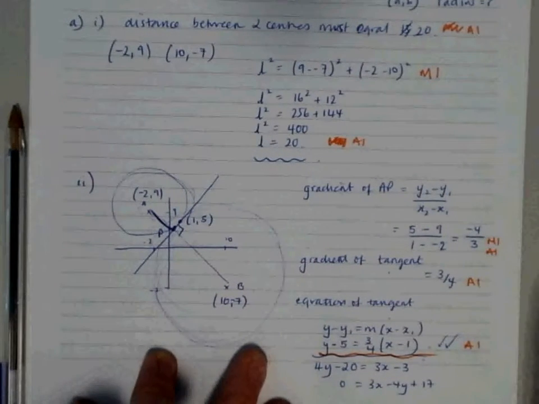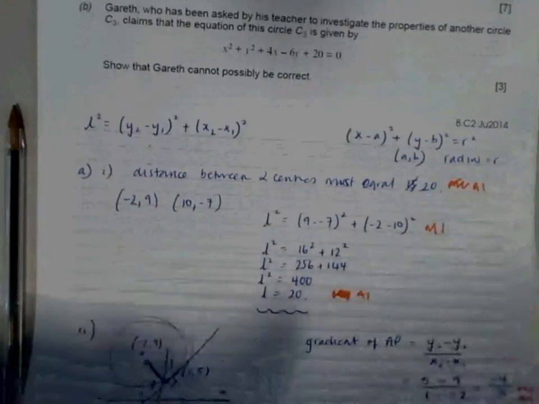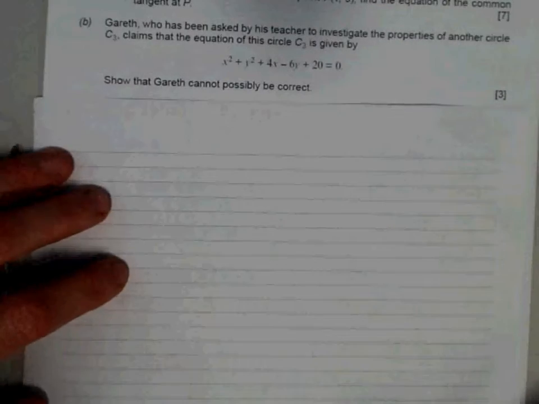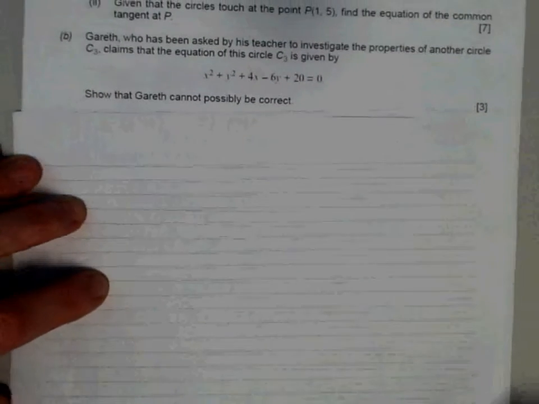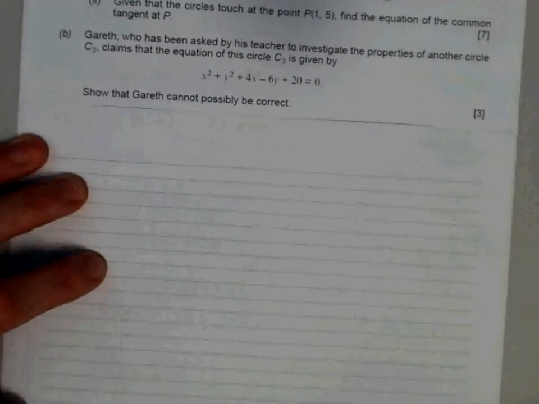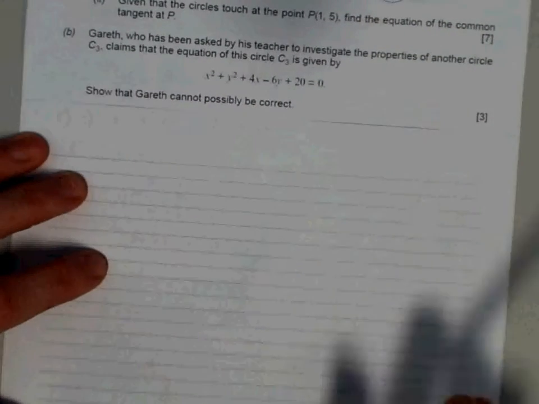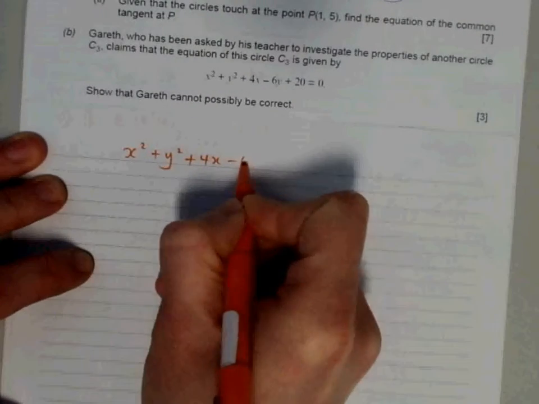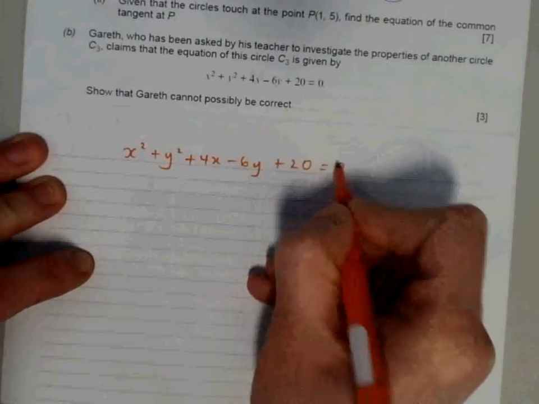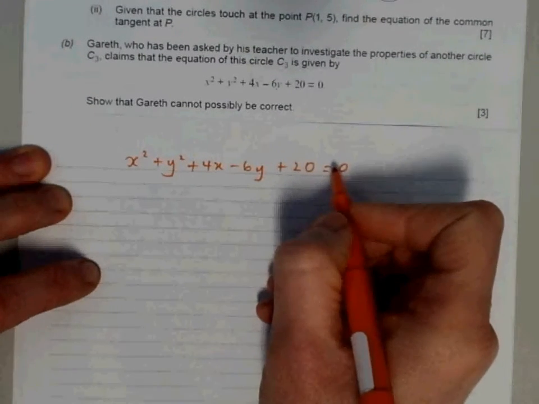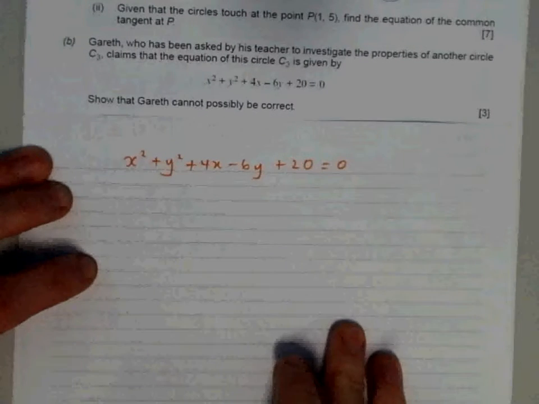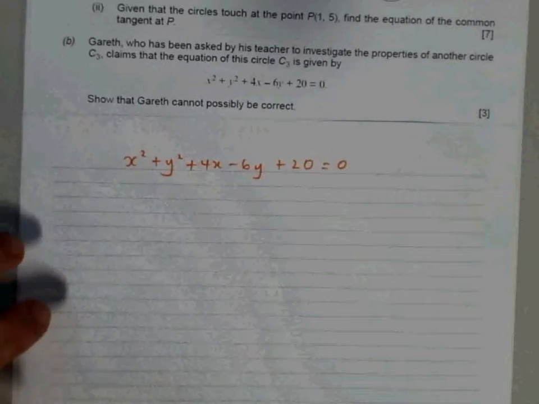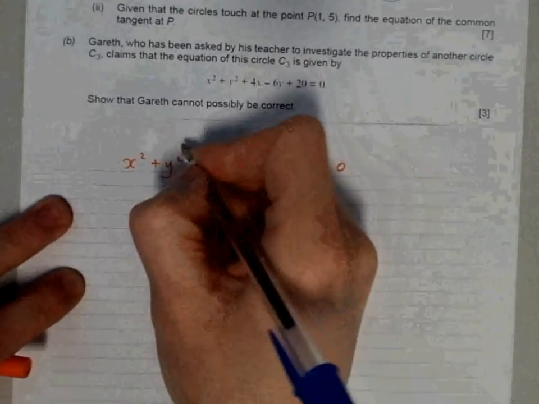Okay, right. Let's have a look at this next bit then. Gareth, who's been asked by his teacher to investigate the properties of another circle, claims that the equation of the circle is given by x squared plus y squared plus 4x minus 6y plus 20 equals 0. How can this not be correct? How can this not be the equation of a circle? 3 marks.